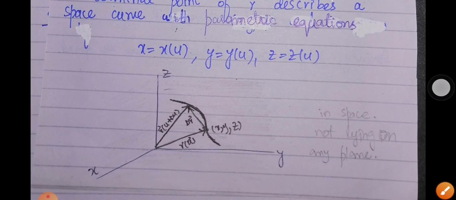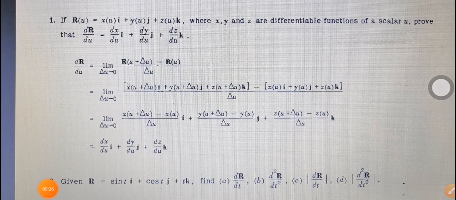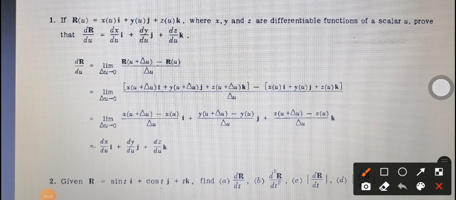So here is the graph of some space curve. It is an arbitrary space curve, lying in space, not in the plane right now. So let r of u is equal to x of u i cap, y of u j cap, and z of u k cap. As we have discussed, these are the parametric equations or the parametric functions. Here x, y, and z are differentiable functions of scalar u. We have to prove that the derivative is basically dx by du, dy by du, dz by du. That is, we are taking the derivative of each component separately.